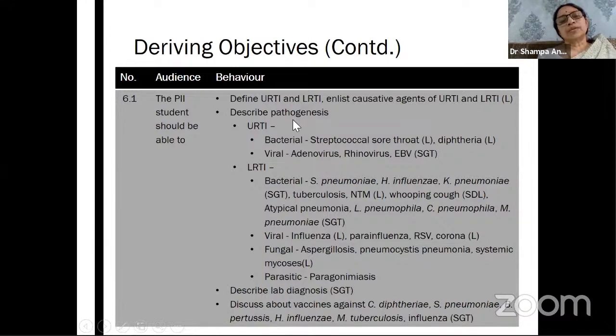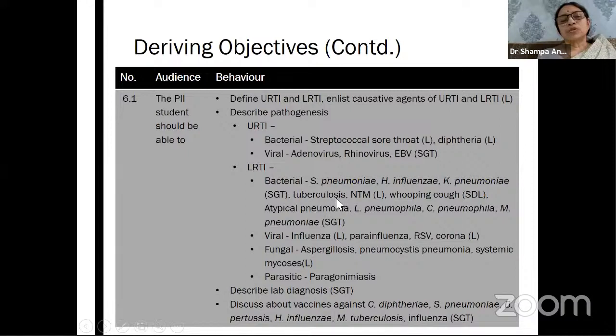Then coming to pathogenesis. The upper respiratory tract infections are caused by definitely bacterial causes, a streptococcal sore throat, diphtheria, so they can be covered by lectures. And viral upper respiratory tract infections, these are the causative agents: adenovirus, rhinovirus, Epstein-Barr virus. So we could take a small group teaching for these viruses together. Coming again to the lower respiratory tract infection, bacterial causes, we have Streptococcus pneumoniae, H. influenzae, Klebsiella pneumoniae. They can all be covered together in one lecture.